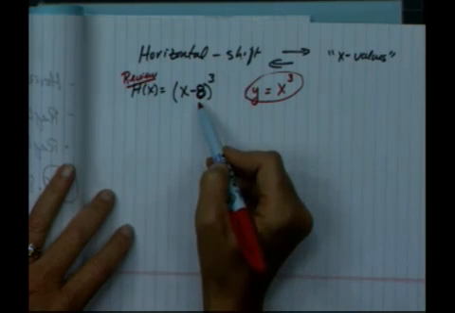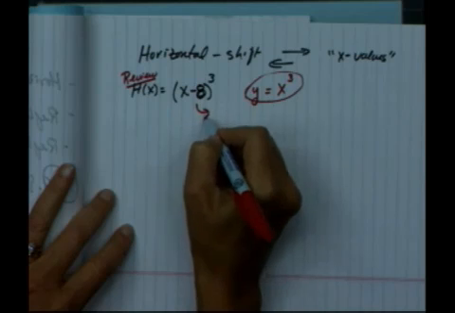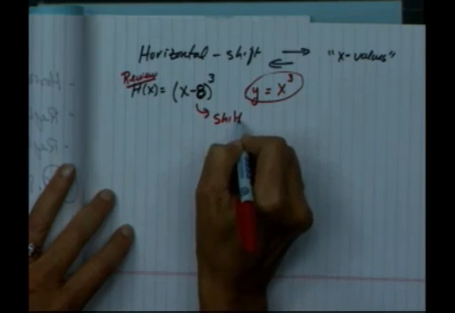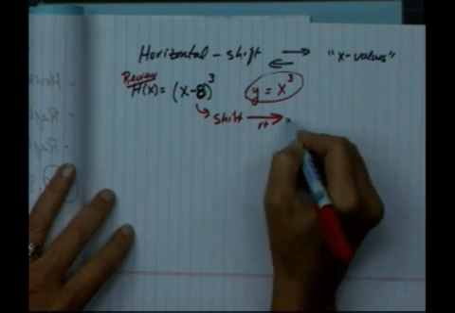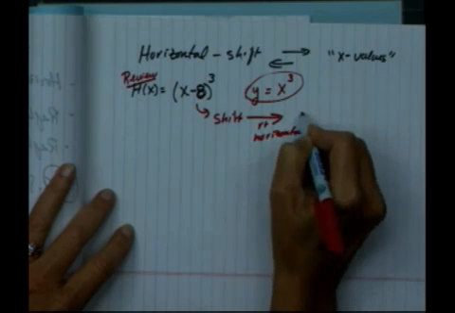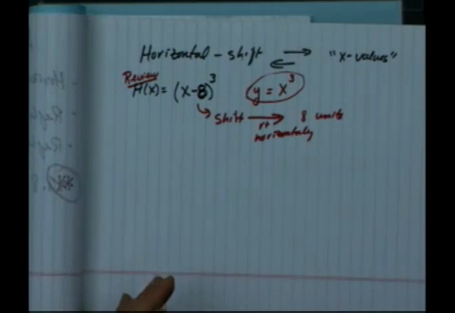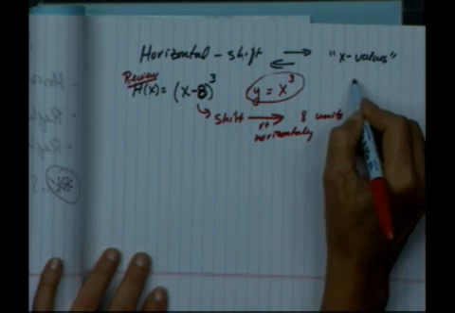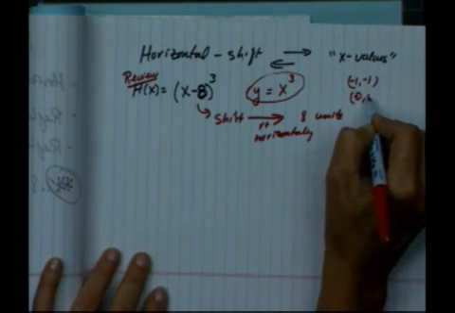Shift, which way? To the right. How many units? 8. Yeah, I changed it to an 8. So this will be a shift this way, that's called right, horizontally, 8 units.